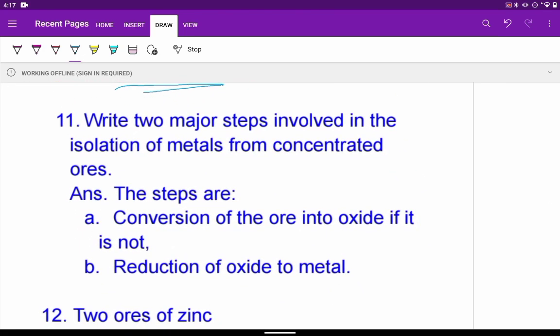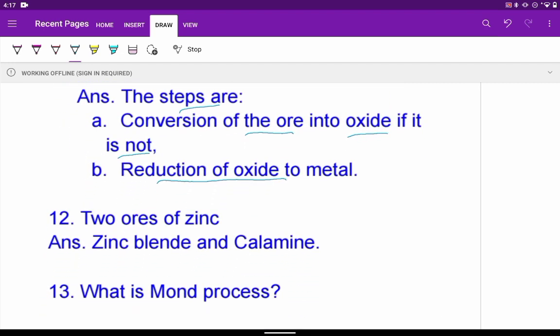Next is, write two major steps involved in the isolation of metals from concentrated ores. Now the important steps are, first of all, conversion of the ore into oxide. If it is not already an oxide, you have to convert it into oxide, and then reduction of the oxide into metal. First we convert it into oxide, second step we reduce the oxide into metal. Two ores of zinc: zinc blende and calamine, two important ores of zinc.